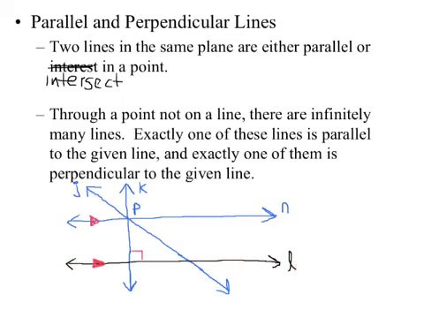Okay, this line J just signifies that I have infinitely many lines through point P. I can draw as many as I want. So I can draw lots of lines through point P that are not perpendicular or parallel to line L. But I have exactly one line perpendicular and one line parallel.